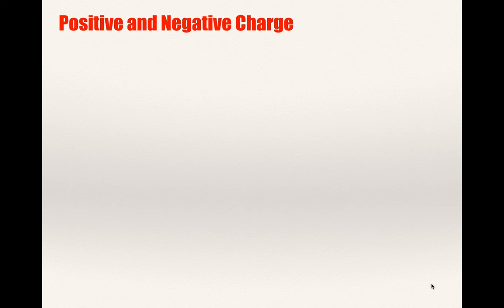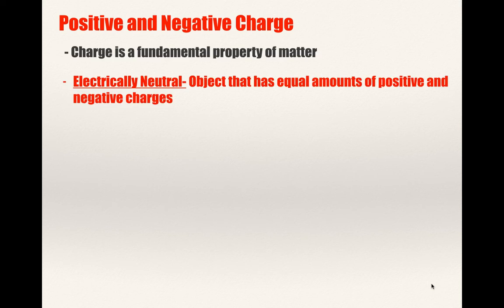All right, so like mass, charge is a fundamental property of matter. All matter has electrical properties because the atoms that make up matter contain protons and electrons, which have a charge. So remember, we learned about atoms, protons, neutrons, and electrons. Usually, the positive protons balance out the negative electrons, and it makes the atom neutral or electrically neutral. So an object that has equal amounts of positive and negative charges.